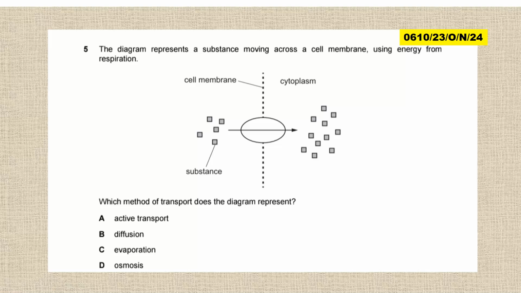Question 5, this is paper 2, variant 3, October/November 2024. The diagram represents substances moving across the cell membrane using energy from respiration. The moment they tell you using energy from respiration, just know that that is active transport. So what method of transport does the diagram represent? No doubt, active transport. And you can see there are a few here, a lot here, and this is the protein carrier.